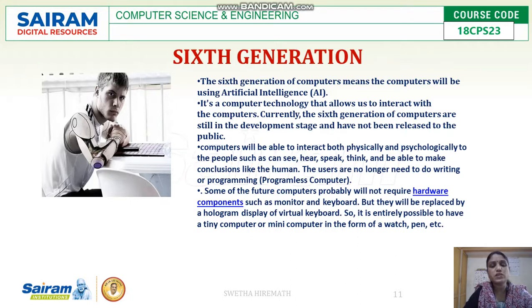And as of now, the sixth generation computers are also in progress. They are also mainly based on artificial technology. They can also think like us, walk like us, hear like us, see, and they can make decisions on their own. The feature included in this is that they are programless computers, and everything will be done virtually, and it is very fast when compared with the fifth generation computers.